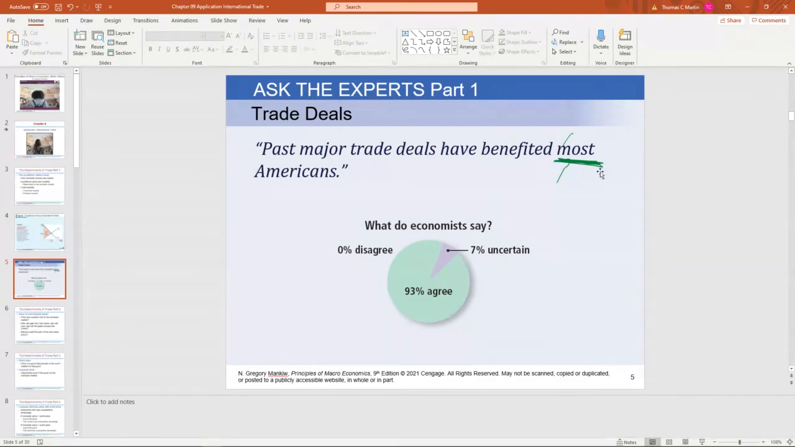It could allow product to come in that we don't normally see in the marketplace, but it can also allow imports of goods that are less expensive, therefore reducing the price to the consumer.